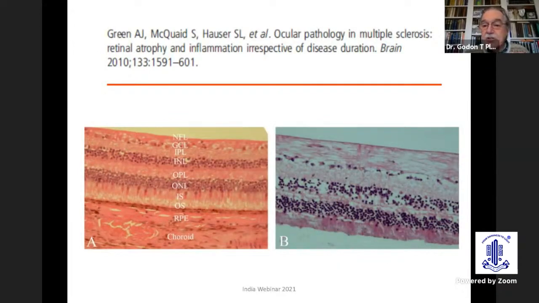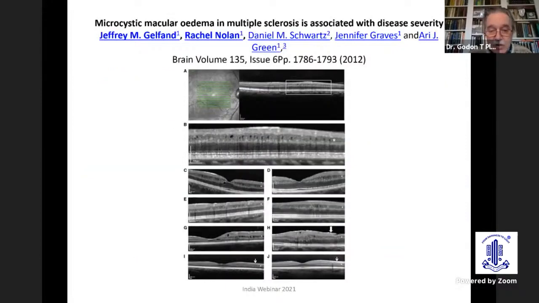So this is the retina in MS, and Ari Green came up with this very interesting paper on pathology of MS retina. And here's the normal retina with the inner nuclear layer here. And you can see this cystic change in the inner nuclear layer of the MS patients. And he went on to show that this can be demonstrated on OCT, as you can see here, and that it relates to the severity of the disease.